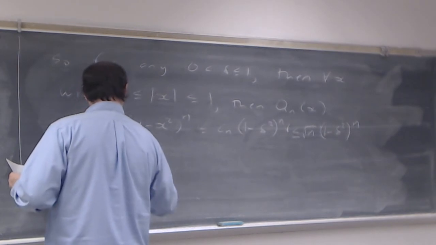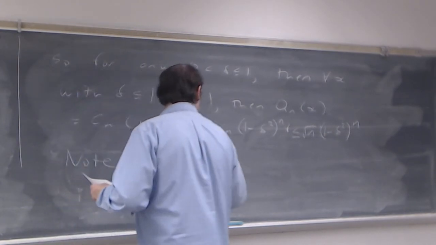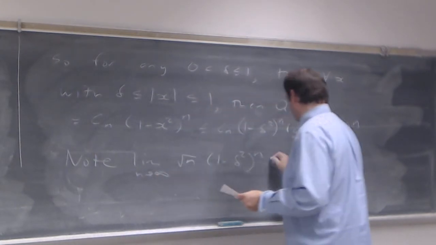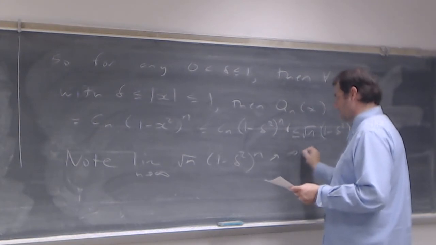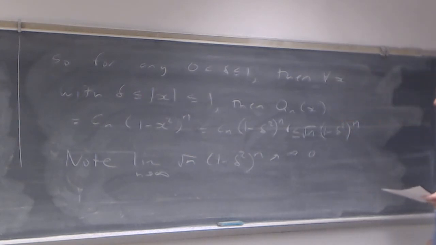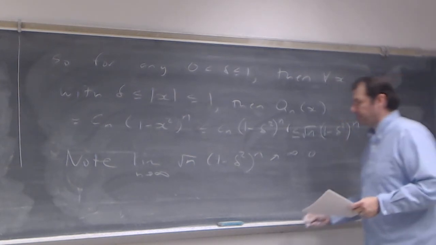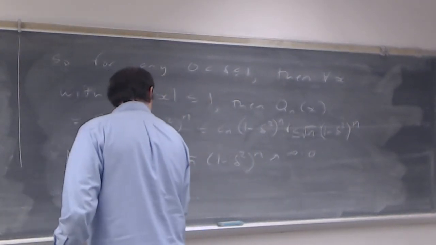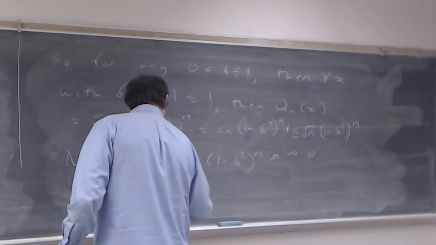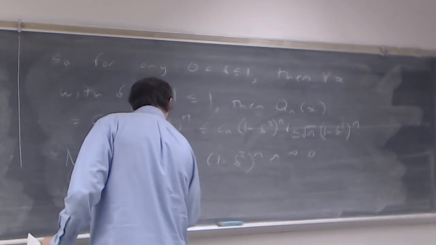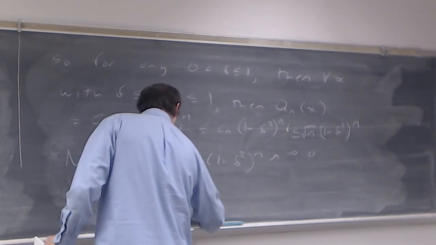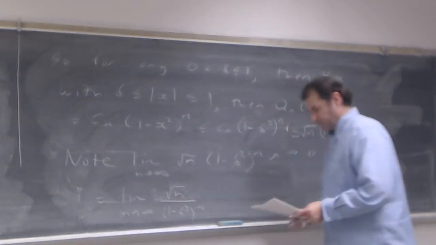Okay, now note the limit as n goes to infinity of the square root of n times (1 minus delta squared) raised to the n, which if you work with this is going to be an infinity times 0, an indeterminate limit form. So we rewrite it as the limit as n goes to infinity of the square root of n at the top, and (1 minus delta squared) raised to the minus n in the bottom.